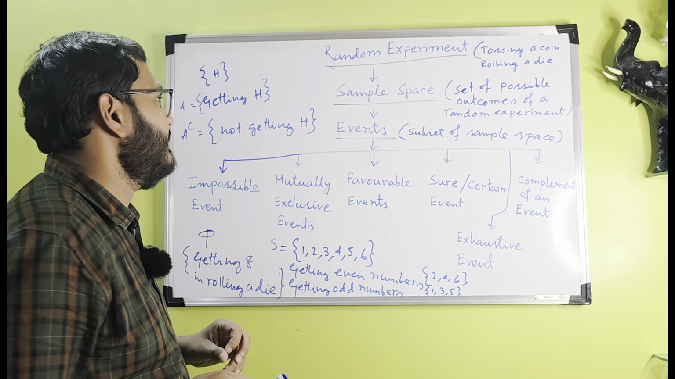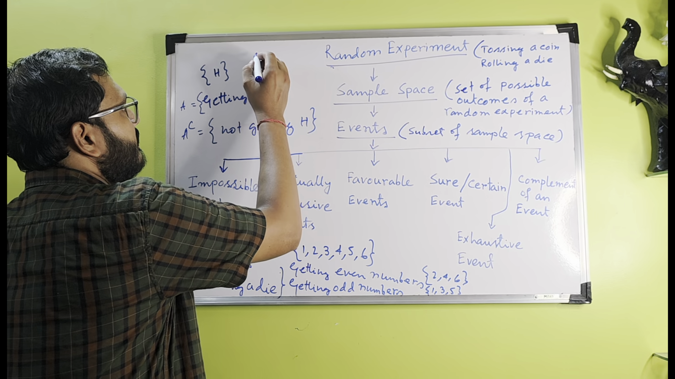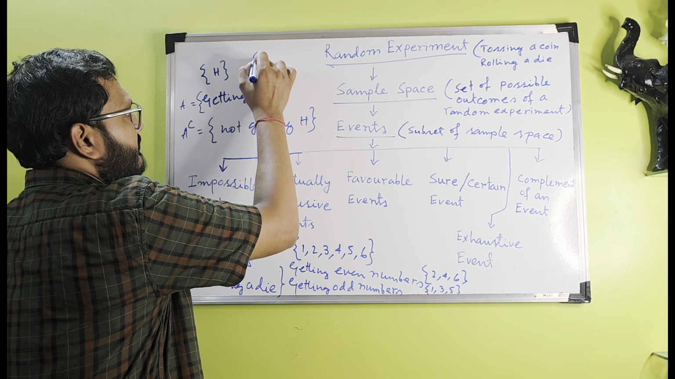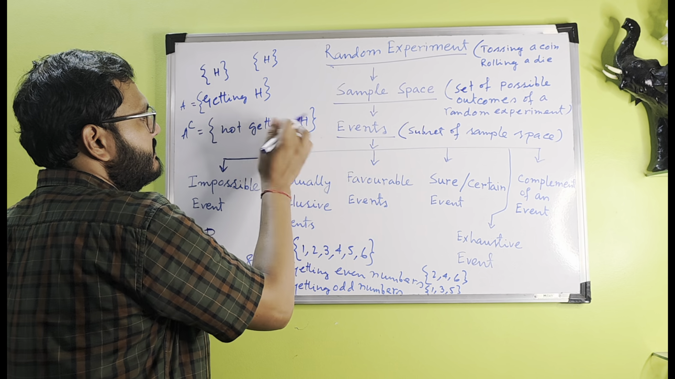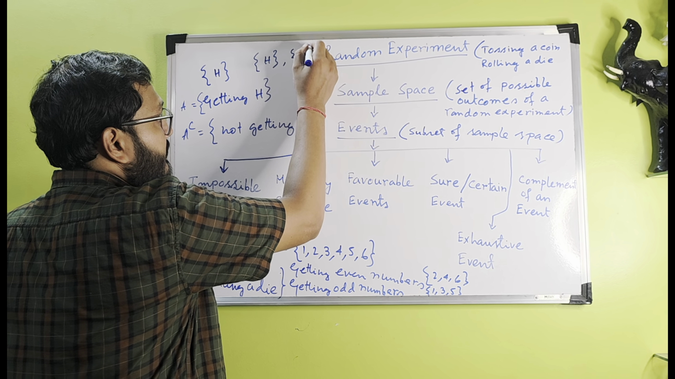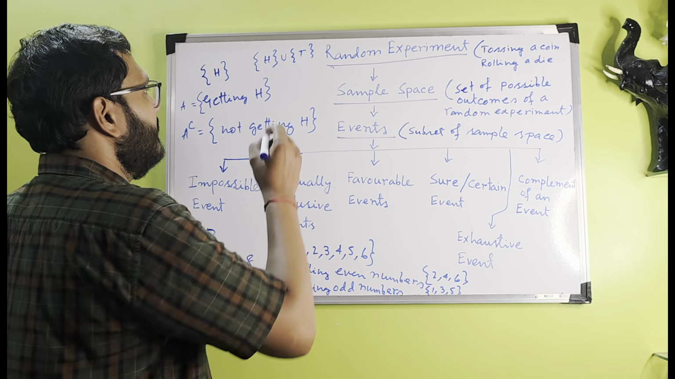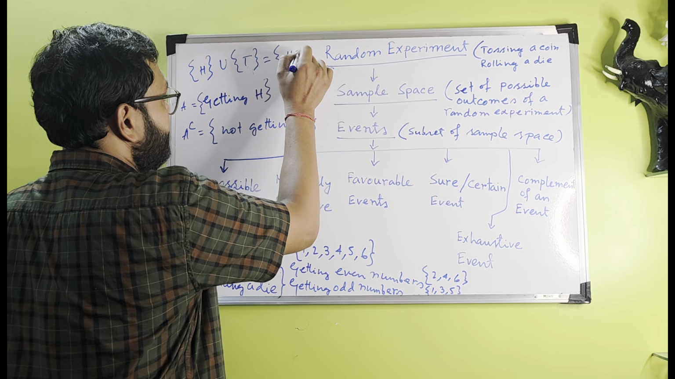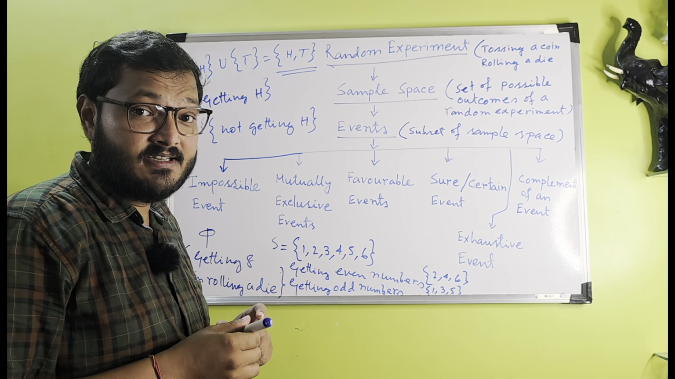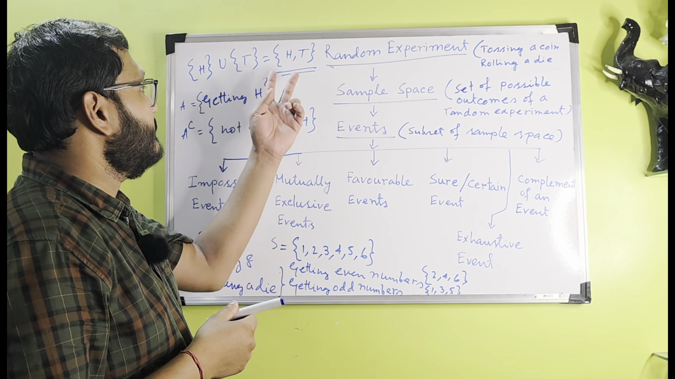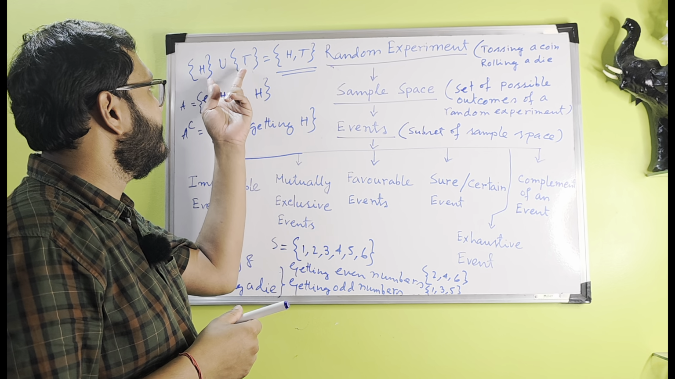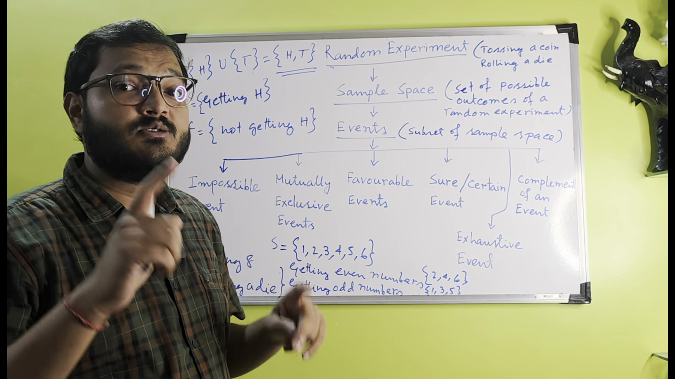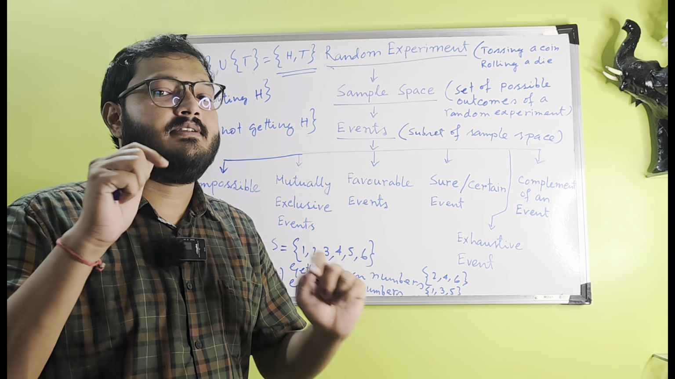Most interesting thing is, getting head is an event, and its complement means tail. So if you make the union of them, you will get head, tail. That means the sample space. Their union makes the sample space. So they are exhaustive events.